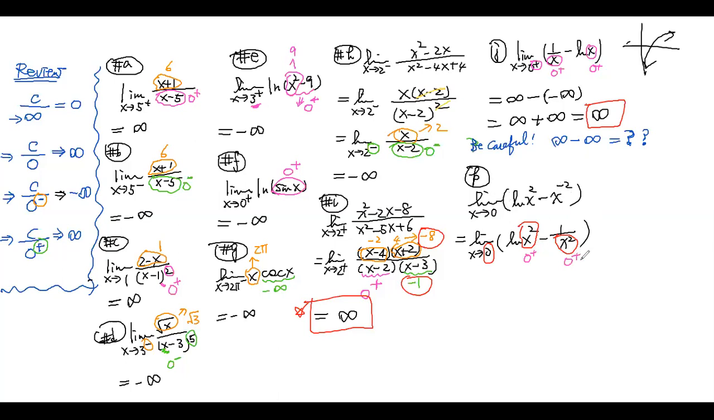Now let's take a look. Natural log of 0, when it approaches 0, is negative infinity. Then minus, what is 1 over 0 to the positive? It's positive infinity. So here, negative infinity minus positive infinity, or you can treat it as negative infinity plus negative infinity, right? Negative infinity plus negative infinity, of course, goes to negative infinity. So that will be the limit here.